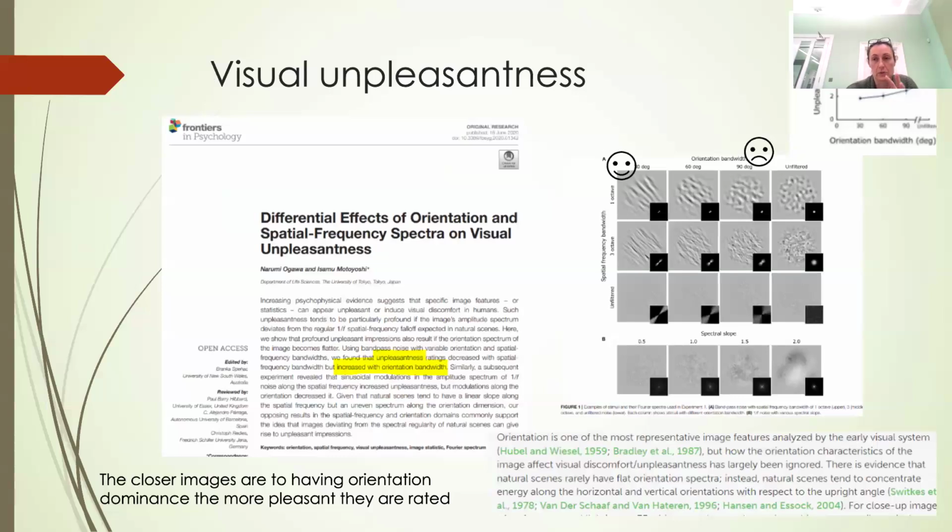This is another paper that is talking about orientation. So when the orientation of a scene isn't actually dominated. When you look at a natural scene, you tend to be looking at horizontal information and vertical information and less oblique information. And this relates to the unpleasantness of the viewing experience when you haven't got more dominant orientations within the scene you're looking at.